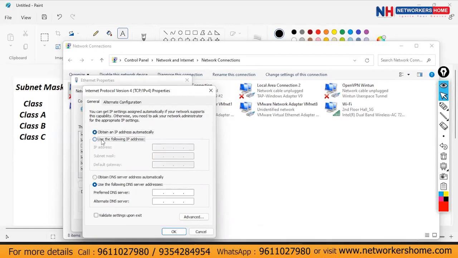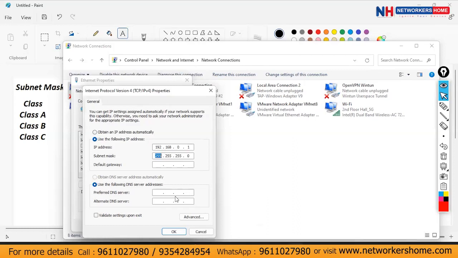Similarly, if I give an address for class B, let's say 172.16.0.1, this is a class B address. If I hit tab, it is taking 255.255.0.0, correct? And if I give an address for class C, 192.168.0.1, this is class C. If I hit tab, it is taking the default subnet mask for class C. Okay, so these are the default subnet masks.